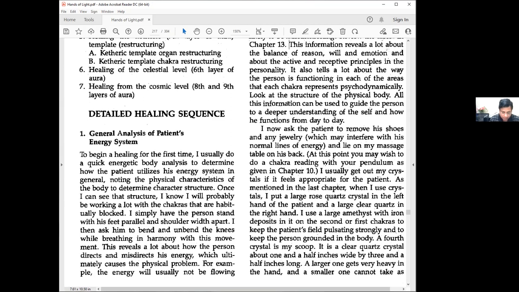This information reveals a lot about the balance of reason, will, and emotion, and about the active and receptive principles in the personality. It also tells a lot about the way the person is functioning in each of the areas that each chakra represents psychodynamically. Look at the structure of the physical body. All this information can be used to guide the person to a deeper understanding of the self and how he functions from day to day.